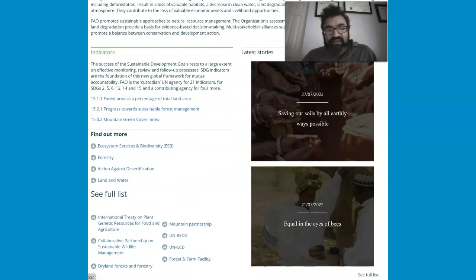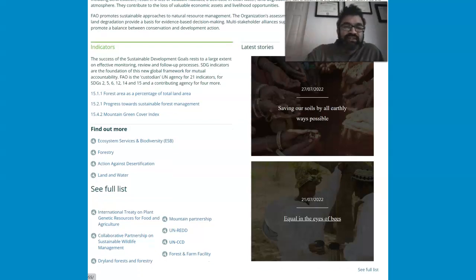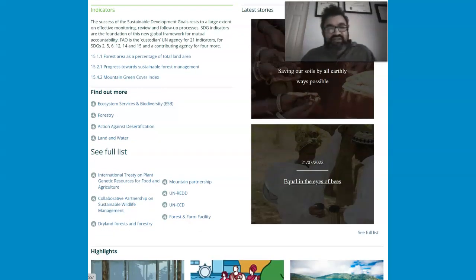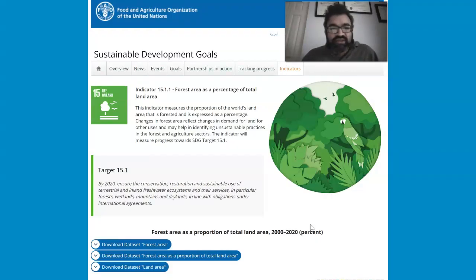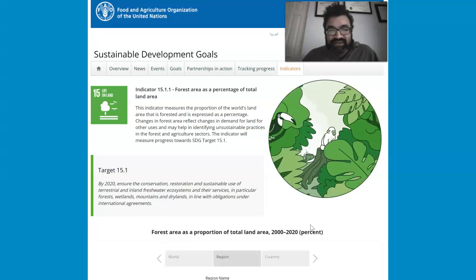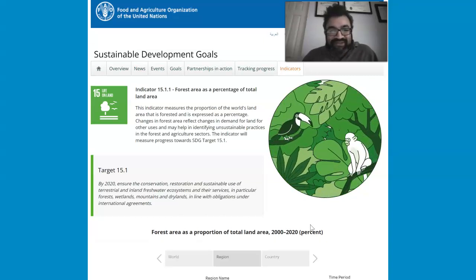So this is why sustainability practices are so crucial in starting to make sure that we're not only tracking but also holding accountable for some of these indicators. So 15.1.1 goes into forest area as a percent of total land area. And what you can always do is go in and look at the data sets, and it has some neat animation on the side. Enjoy the animation.